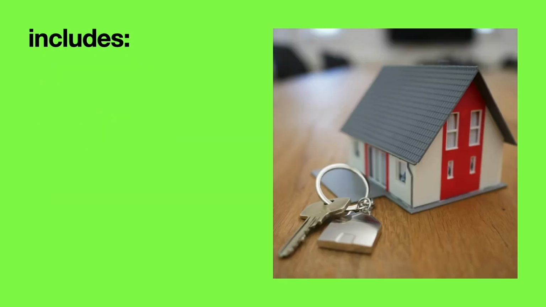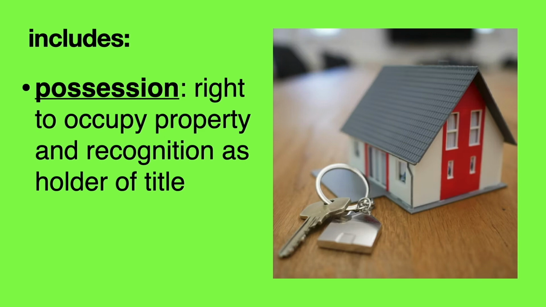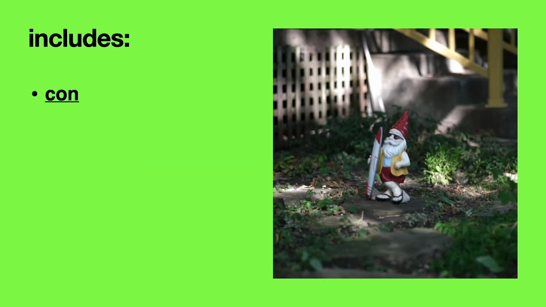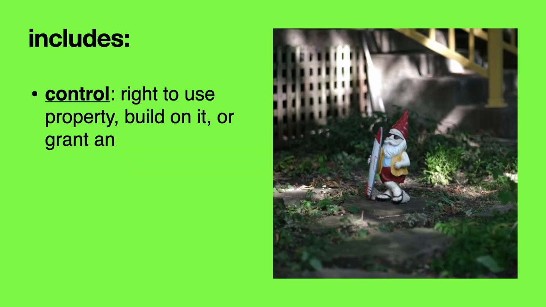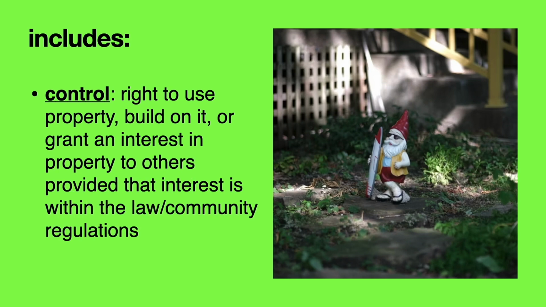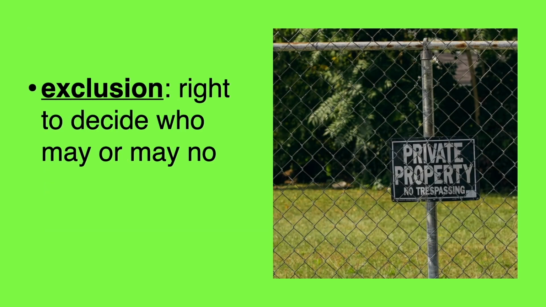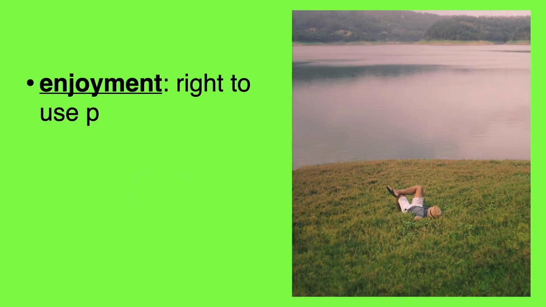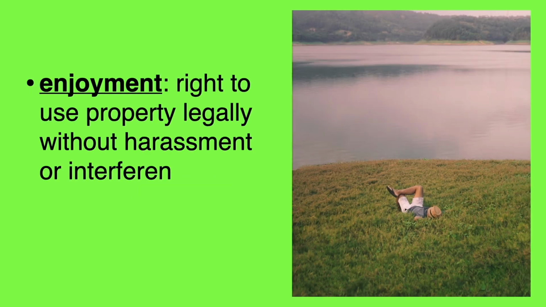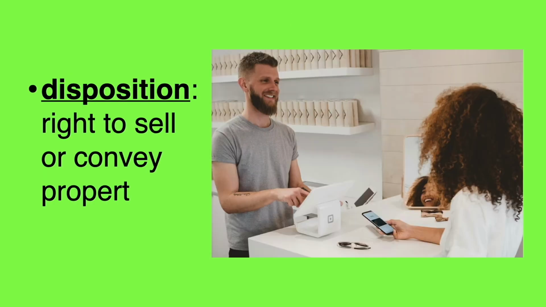The bundle of rights includes possession, the right to occupy the property and recognition as holder of the title. Control, the right to use the property, build on it, or grant an interest in the property to others, provided that interest is within the law and any community regulations. Exclusion, the right to decide who may or may not access the property. Enjoyment, the right to use the property legally without harassment or interference. Disposition, the right to sell or convey the property.